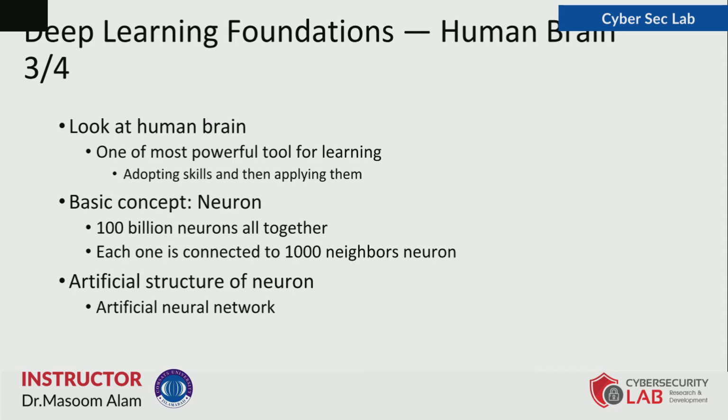The basic foundation of deep learning stems from the human brain. We have to look at the human brain and its processing power. One of the most powerful tools for learning is the human brain, because it can adapt skills and then apply them as well. The basic concept of the human brain is a neuron. 100 billion neurons are working together and each one is connected to 1000 neighbor neurons. The deep learning concept is to build an artificial structure of the neuron, which we call an artificial neural network.